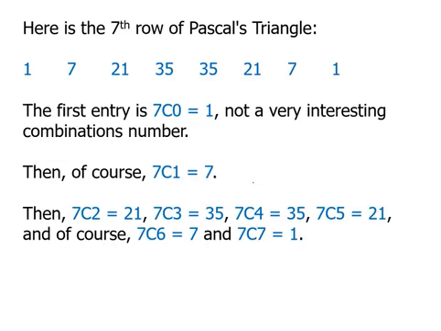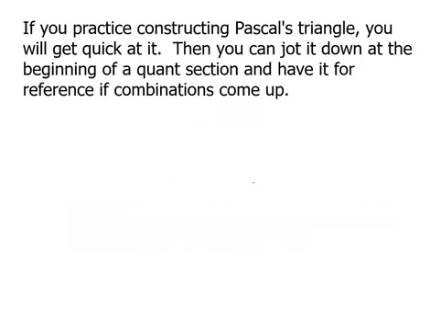And you can see if you had a problem where you had to compute 7 choose 2 and 7 choose 3 and say 7 choose 5, if you had to compute all these numbers, it might just be easier to calculate the row of Pascal's triangle, and then you have all of these numbers automatically. If you practice constructing Pascal's triangle, you'll get quick at it. And again, this is something they have kids in grade school do, so it's not actually very hard to create Pascal's triangle. And so if you practice it, especially start with row 3 and practice it, you can get very, very quick. Then you can just jot it down at the beginning of the quant section, and you'll just have it if you need it.